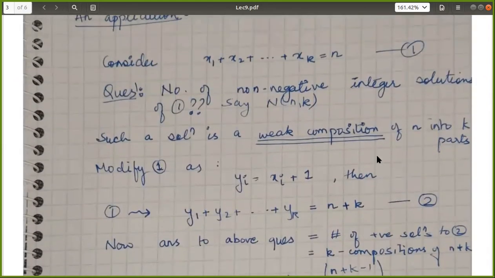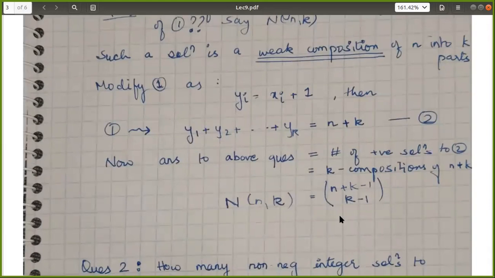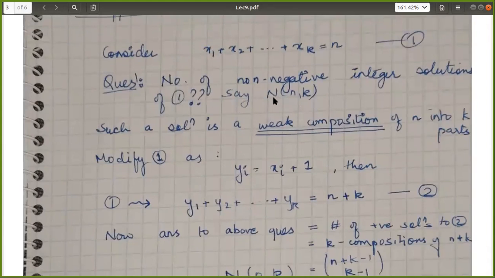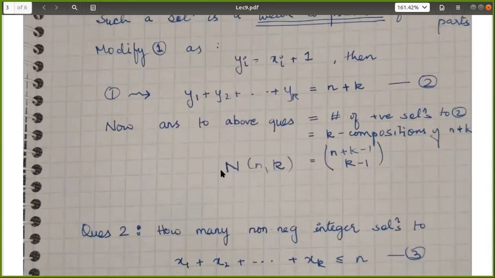Yeah, so we were here. So the number of solutions to this equation is nothing but the k compositions of the number n plus k. And that is this number minus 1 choose this number minus 1. So it's going to be n plus k minus 1 choose k minus 1. And we had named it n, k. So we found that n, k is n plus k minus 1 choose k minus 1. Okay. Yes, ma'am.